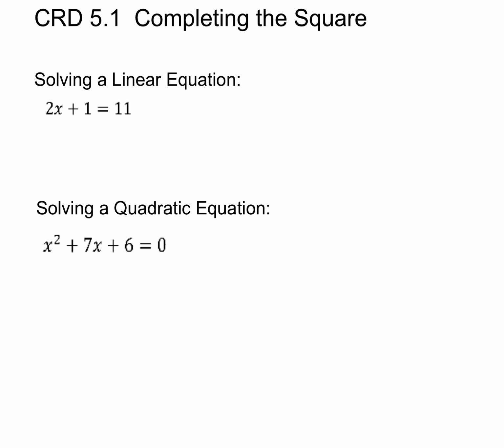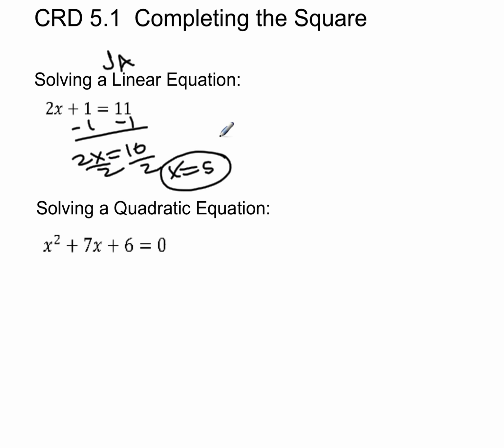Completing the square is one way to solve a quadratic equation. So if we look at what we did in Jousting Armadillos, we learned how to solve a linear equation. So this is like my Jousting Armadillos section. We had an equation like this, and we were trying to figure out what x was. We subtracted 1 on both sides. We got 2x equals 10. We divided by 2 on both sides, and we got our solution x equals 5.